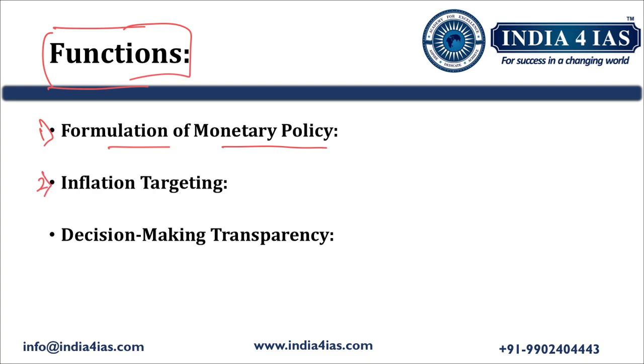Then the second function is inflation targeting. So, what is inflation targeting? The main responsibility of the Monetary Policy Committee is to keep inflation within the target range. So, here the target range set is 4% plus or minus 2%. That is 2% to 6% range. The inflation should be kept within this range.